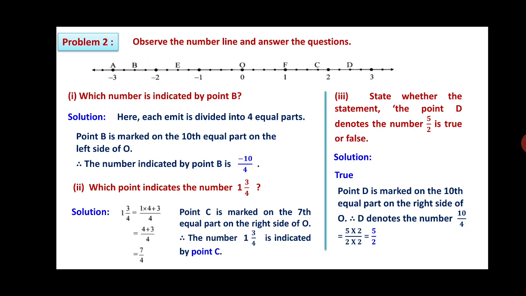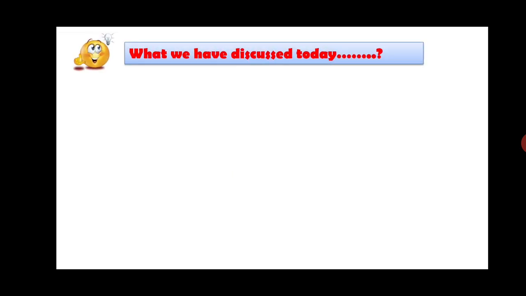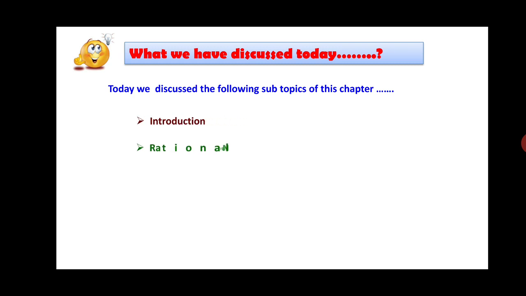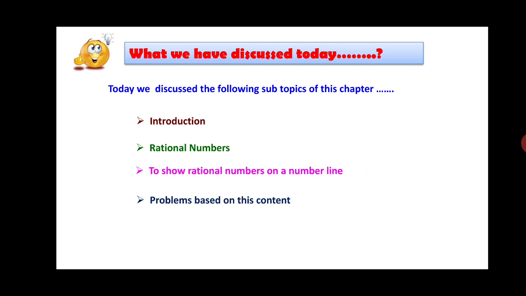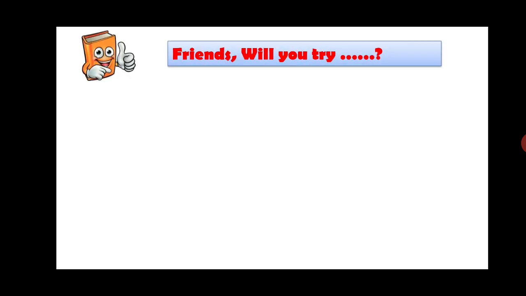So friends, till now we have discussed the problems. What we have discussed today is on the following subtopics of this chapter: introduction, then rational numbers, to show rational numbers on the number line, and problems based on this content. So you should attempt the following problems in your notebook.